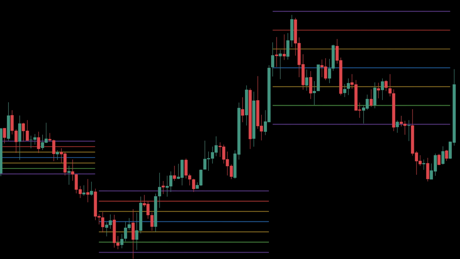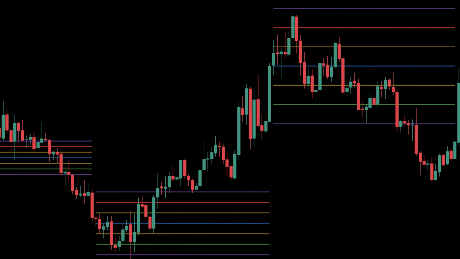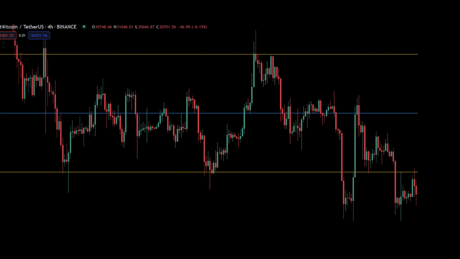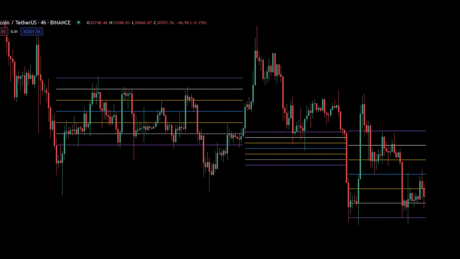We have also recently added a new multi-time frame feature similar to our multi-time frame graded support and resistance indicator. This feature will display predictive ranges from higher or lower time frames on your current time frame.